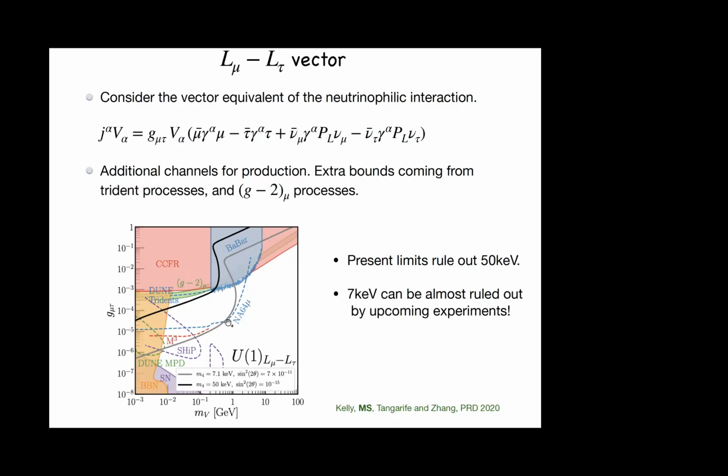Upcoming experiments like the NA64 experiment, or the SHIP experiment, or even the DUNE multipurpose detector can also probe this 50 keV, the 7.1 keV, and it can in fact rule out this line completely.